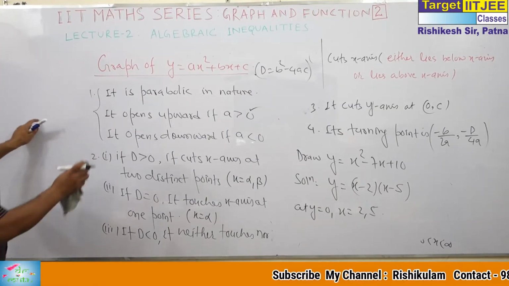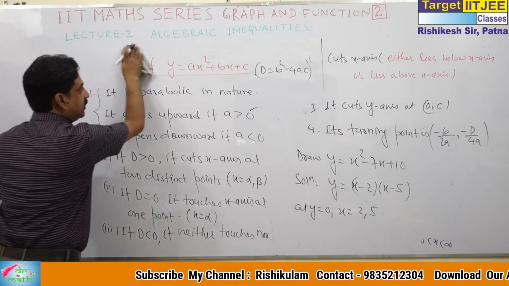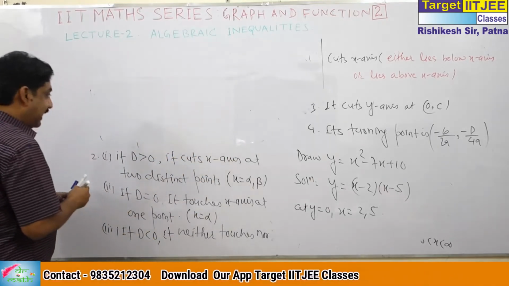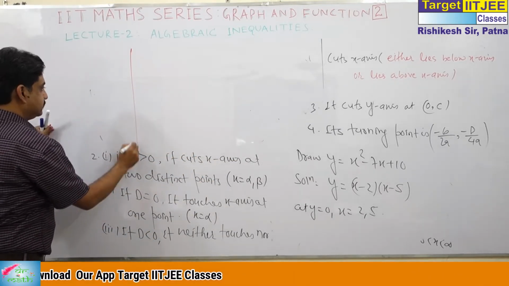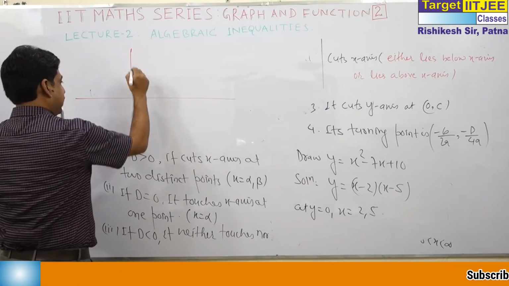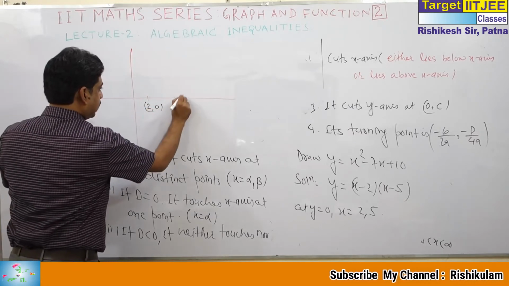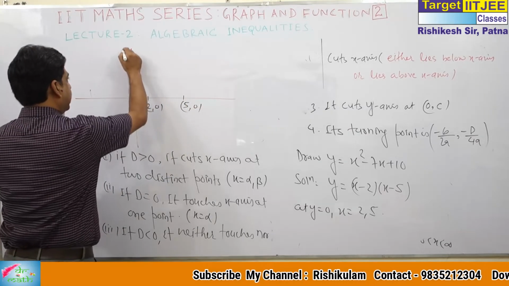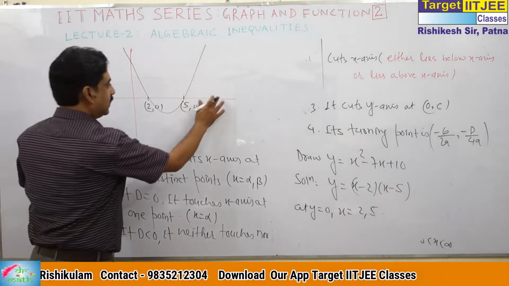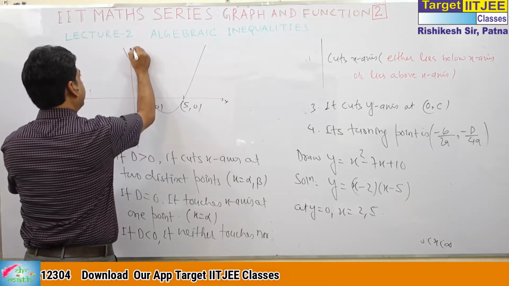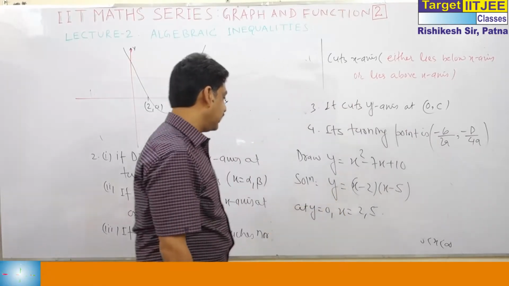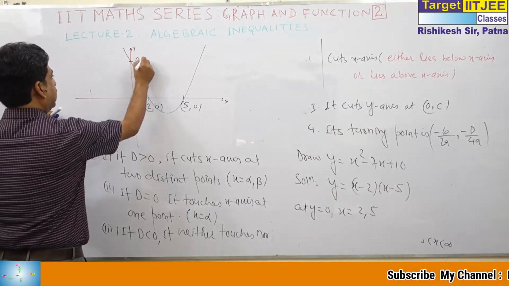Let me erase this one. I will draw a graph in that portion. So the graph will be as follows. You can see, this is 2, 0. This is 5, 0. The graph opens upwards. This will be the graph. If we want to find this point, it is 0, c, which means at x is equal to 0, y is equal to 10. So this is the point 0, 10.